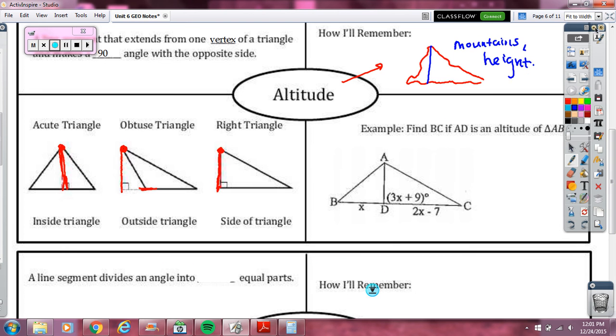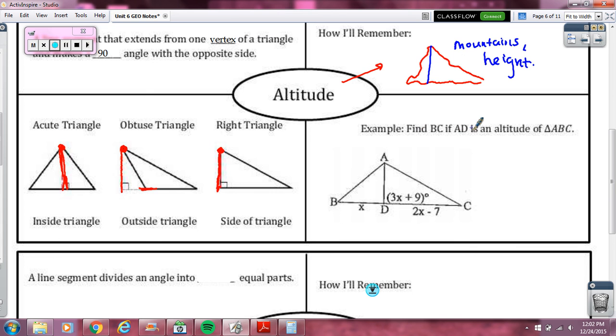Here's our example. It says find BC if AD is an altitude of ABC. Whoa. All right, so I read the word altitude and I think about measuring straight down, making a 90-degree angle. So this 3x plus 9 has got to be 90 degrees. So that's where I'll start. 3x plus 9, if I've got an altitude, 90 degrees. Subtract 9 from both sides. Divide by 3.